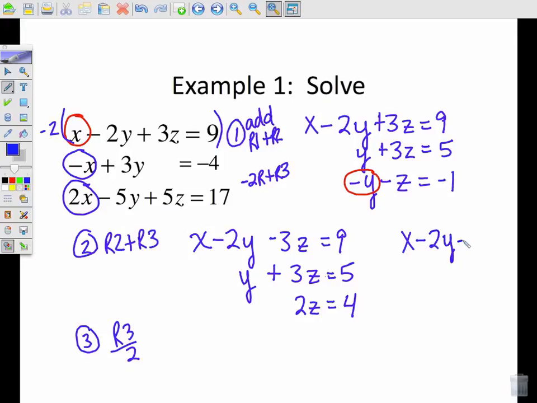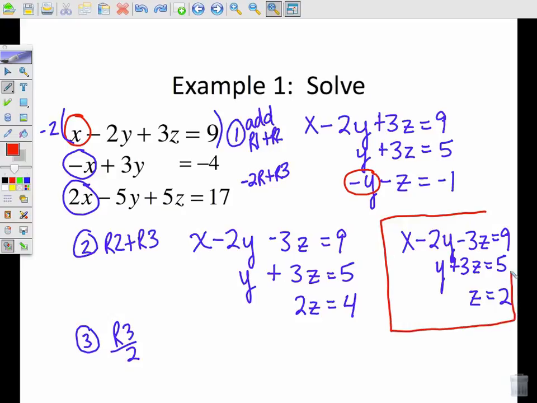So we're going to go x minus 2y minus 3z equals 9. And y plus 3z equals 5. And z would equal, if you divide by 2, 2. All right, now here's what you're going to see. This is actually the equation that we had just solved in the system of equations above. So that's the position that you want to get your equations in.